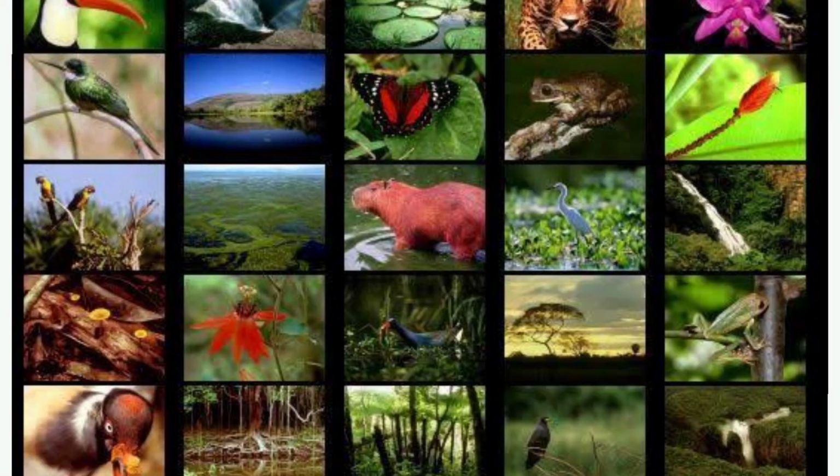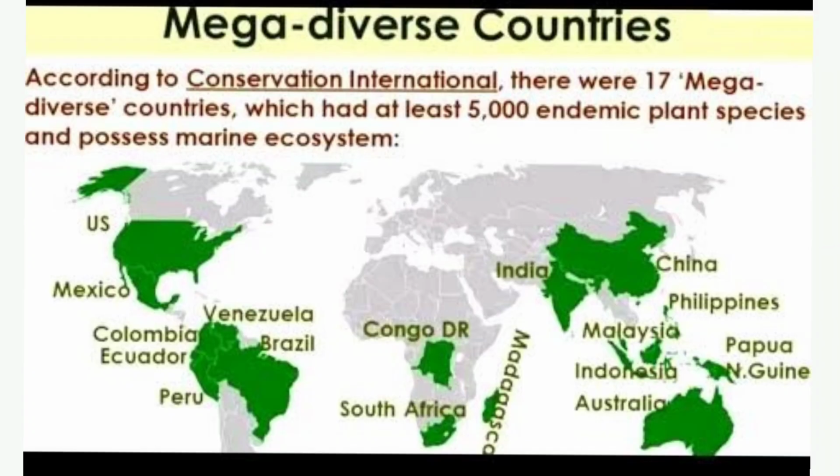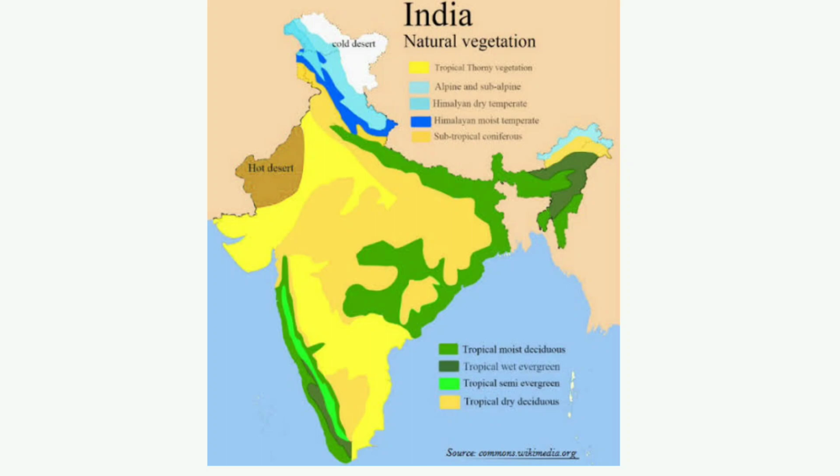Mega diversity centers. And there are many countries which come in this tropical region. These countries are Brazil, Colombia, Ecuador, Peru, Mexico, Zaire, Madagascar, Australia, China, Indonesia, Malaysia and India. India contains about 8% of total species found on the earth.